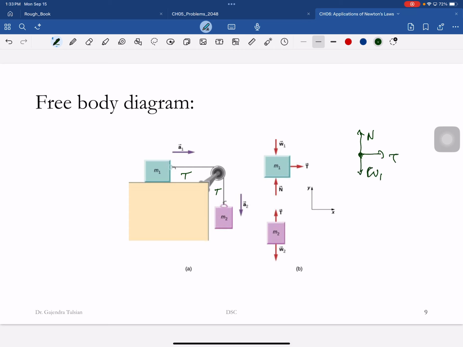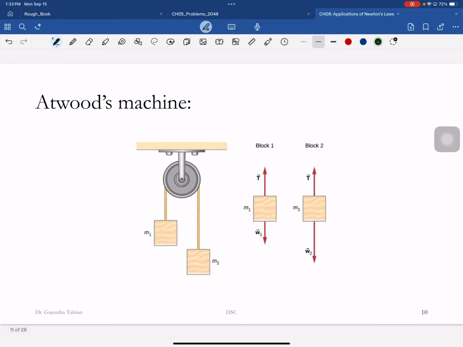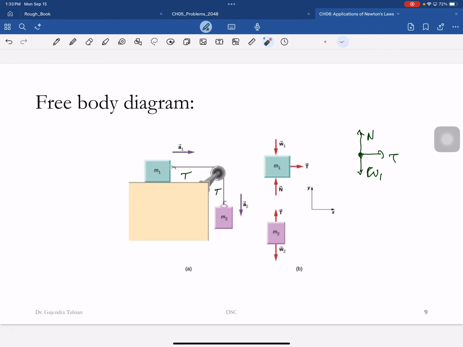Right. All right, so the point is, you apply Newton's laws to individual objects in that system, in the composite system. Okay.